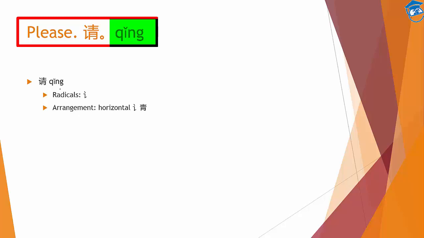This is the pinyin, 请. The radical is what's on the left here, the small word here. Okay, this is commonly used in speech acts as well. So in the future, you'll see quite a lot of this radical appearing in other characters. Okay, and it's a horizontal arrangement made of two components here. So let's see how I write this word.